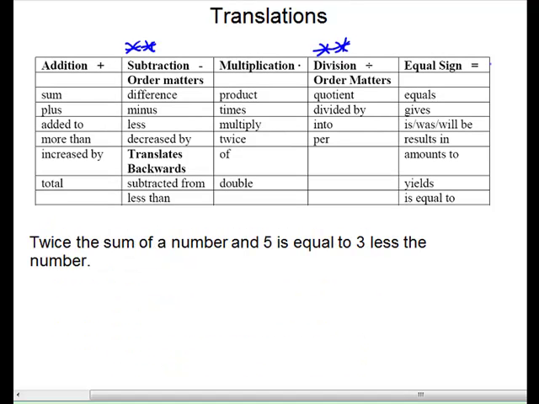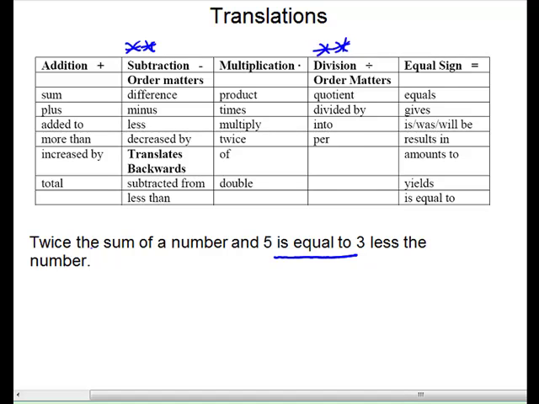For the equal sign, which is used in an equation, we have the words equals, gives, is very common, was, will be, results in, amounts to, yields, and is equal to. If I have a long translation to do, I look to see if there is a word that would mean the equal symbol, and that will make your problem seem simpler. It'll break it apart. So I do have that in this one, is equal to. So that will be my equal symbol. So it'll be like 2 small problems.